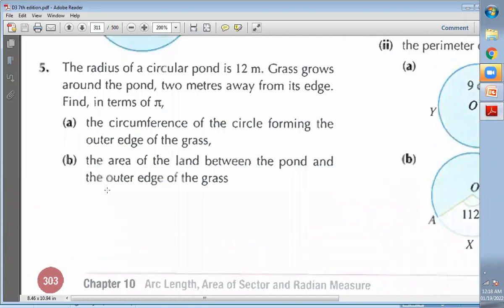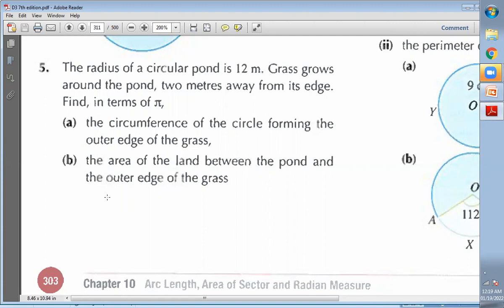The radius of a circular pond is 12 meter. So it's a circular pond with 12 meter radius. Grass grows around the pond 2 meters away from its edge. Find, in terms of pi, the circumference of the circle forming the outer edge of the grass. So we have to find the circumference of the outer circle. The radius of the inner circle is 12 meter and there is 2 meter wide grass growing around it, so the radius of the big, outer circle will be 14 meter.